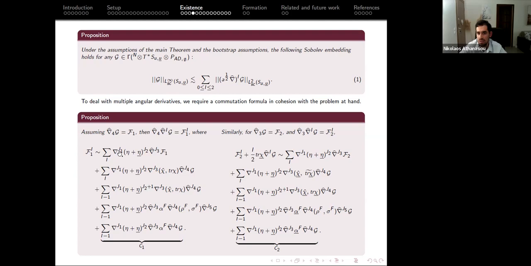And then we proceed, this is the commutation formula that we obtain. And similarly, we obtain the following commutation formula for cases where we have nabla 3 G equals F2. I have underlined here the terms c1 and c2 because these are extra terms compared to the vacuum or Maxwell cases, and they only appear in the non-abelian cases, but they need to be handled at the level of generality that we are looking at.